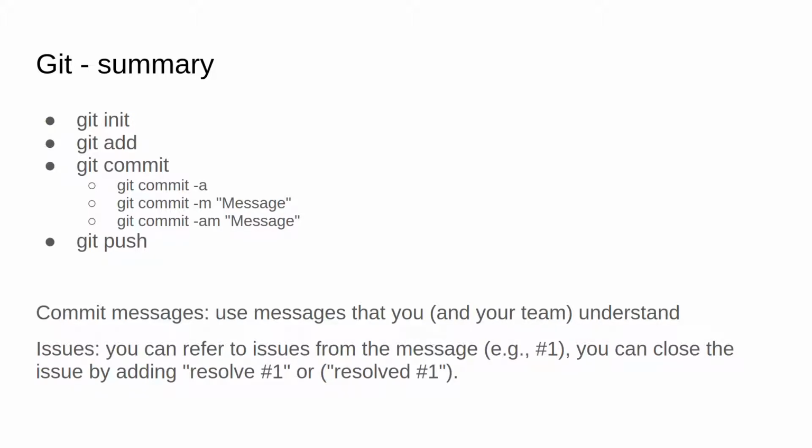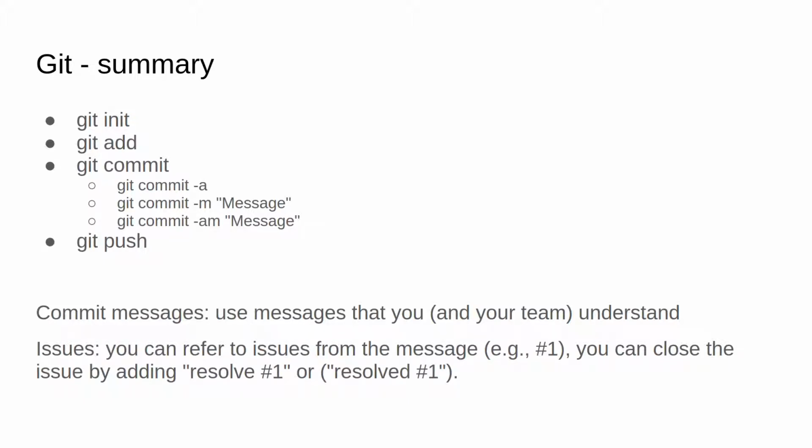When you write the commit message, try to make sure that you understand it. There are many ways to write a good commit message. We will look at that later, but today just try to make sure that you understand what you're doing. On GitHub, you can have issues so that we can manage the project. You can refer to the issue using the sharp 1. That's the tag, and you can resolve the issue by having something like resolve in the commit message. Then GitHub would automatically close the issue for you. So that's basically the quick commands of Git.